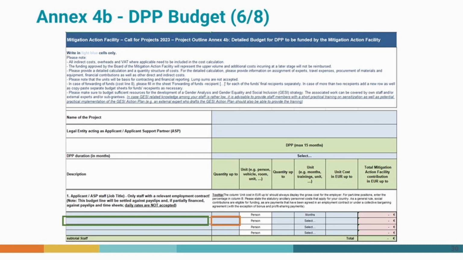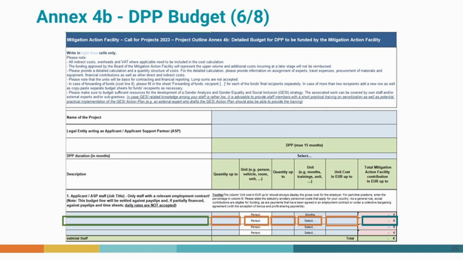Afterwards, you enter a quantity in the first column, for example, the number of people working on this position. You select a unit as applicable, for example, person. You enter another quantity. In our example, it would be a number of days or months that a person will be working for a project's DPP. And finally, you provide the cost in euro per unit from the previous column, which is a day or month of work. The total funding for this specific budget item will calculate automatically in the red field.